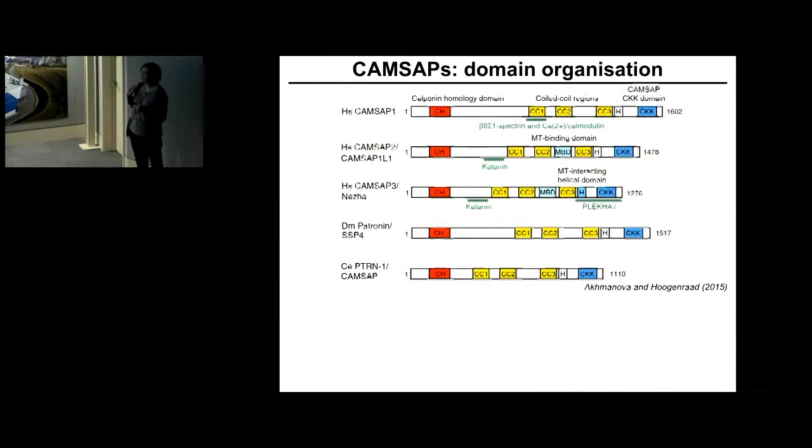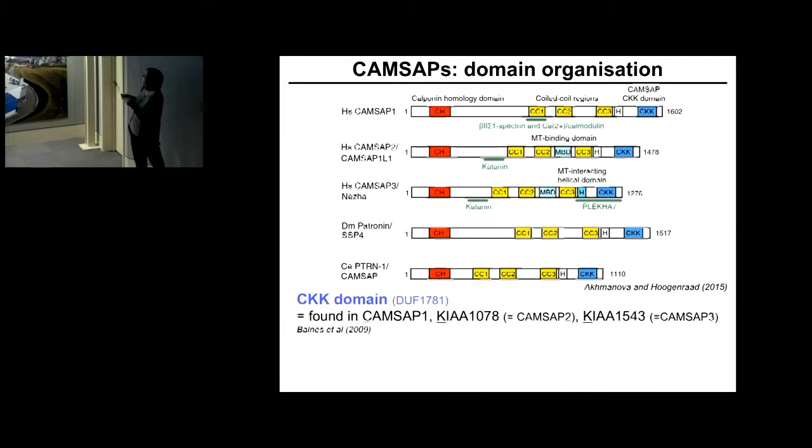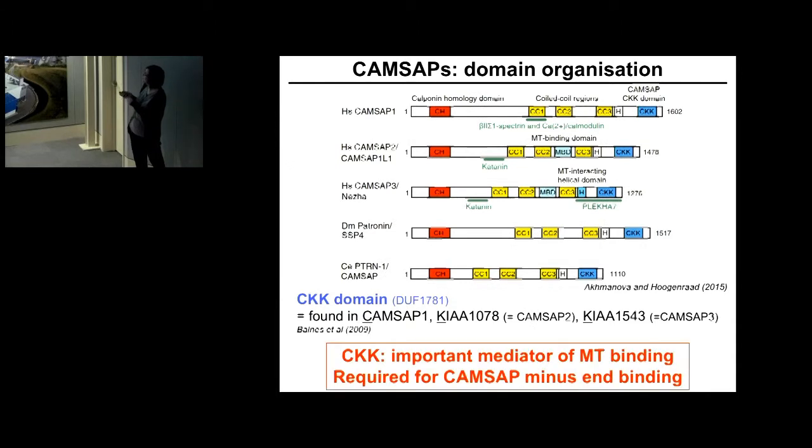CAMSAPs are complicated, large multi-domain proteins, but as they were increasingly characterized, it became apparent that their so-called CKK domains, also rather prosaically named, are very important mediators of the microtubule minus end recognition. So we thought that this would be a good structural target to try and understand a bit more about how, in the full-length protein context, microtubule minus ends are recognized.